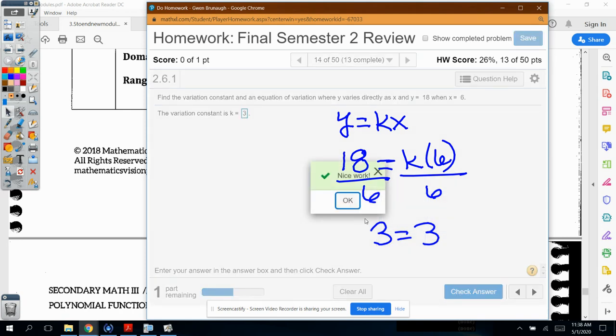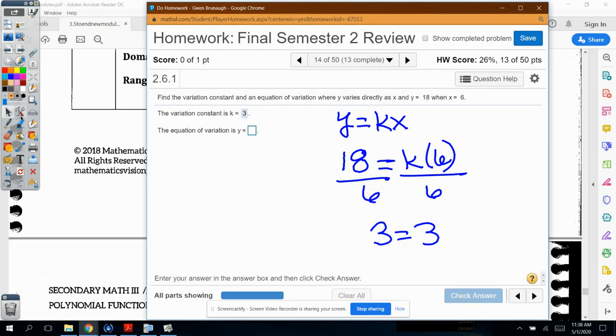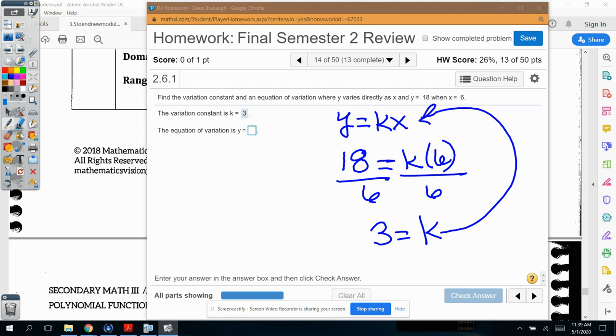And then they're going to want you to write the equation. You take the 3. Sorry, it says 3 equals 3. That should say k there. You take that k and you just plug it right into your equation. Y equals 3x.